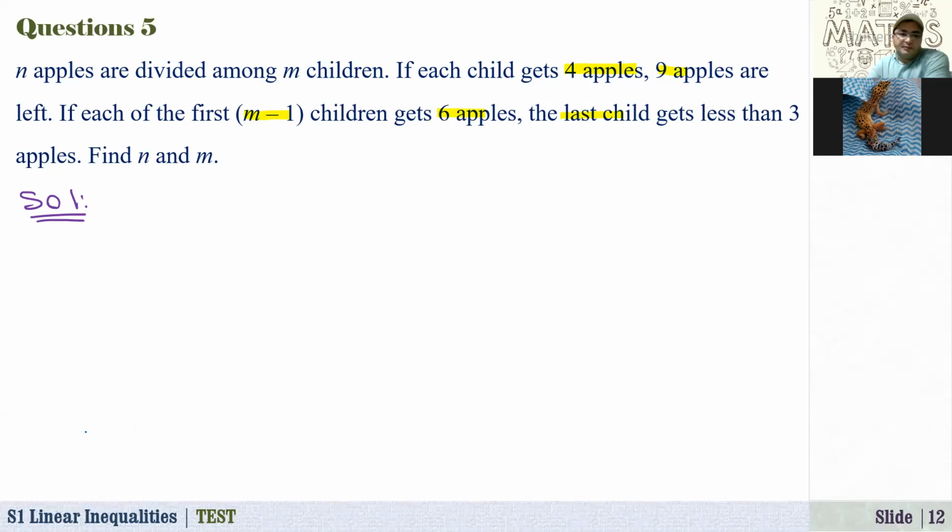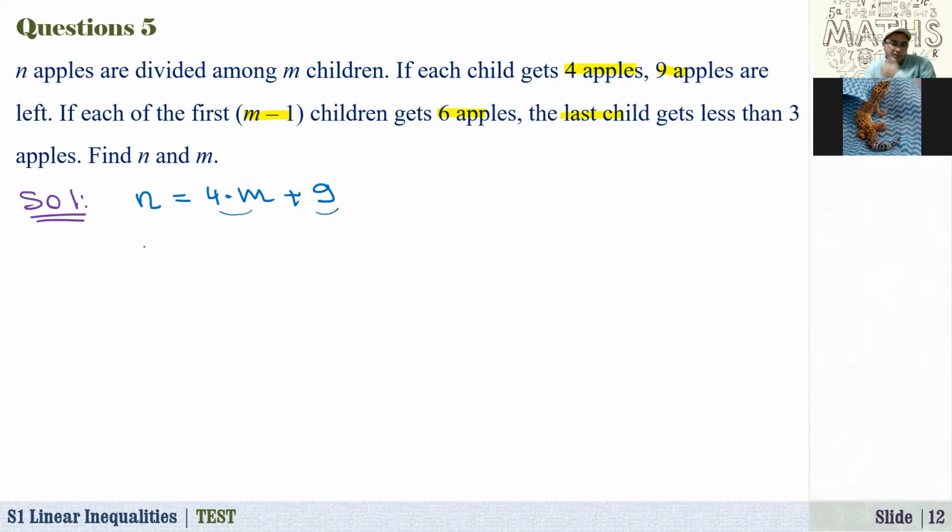So we have N apples, right? And divided among M children. If each one gets 4 apples, 9 apples are left. So the total number of apples is shared by M children, each one gets 4, and still we have 9 apples left. This is the number of apples shared by M people, and still we have 9 together. It gives us the total number of apples.